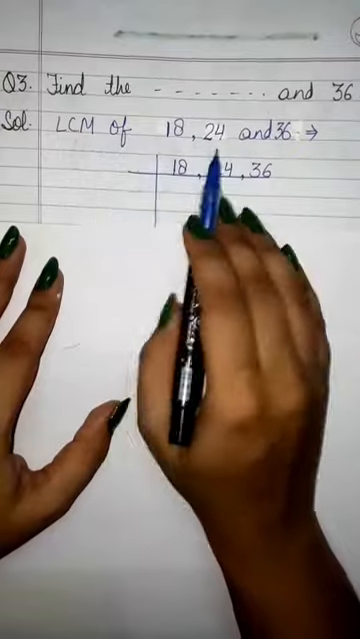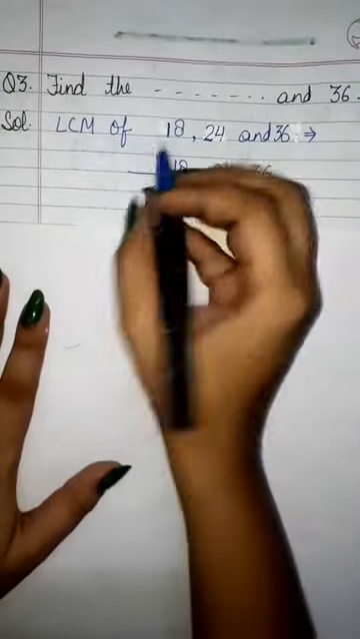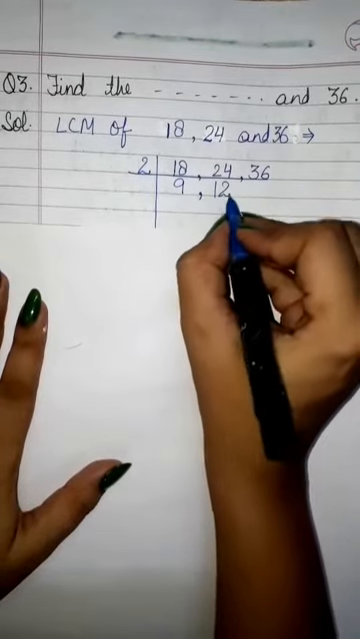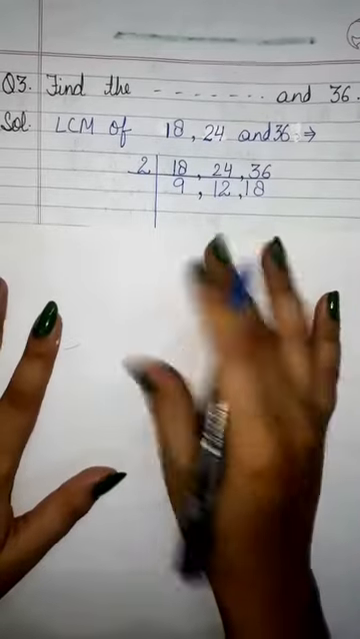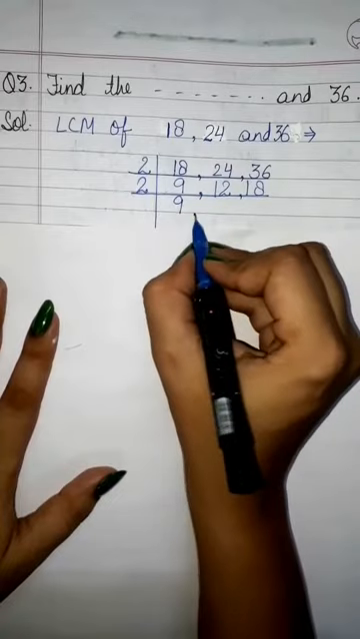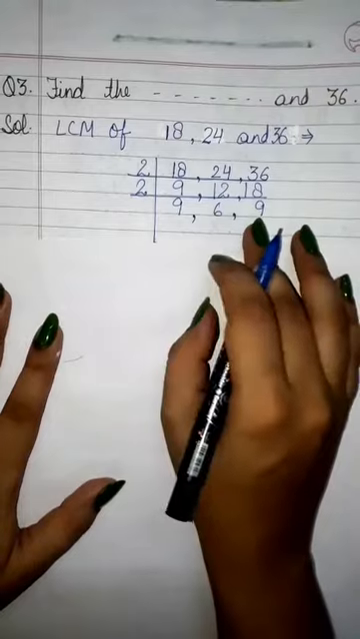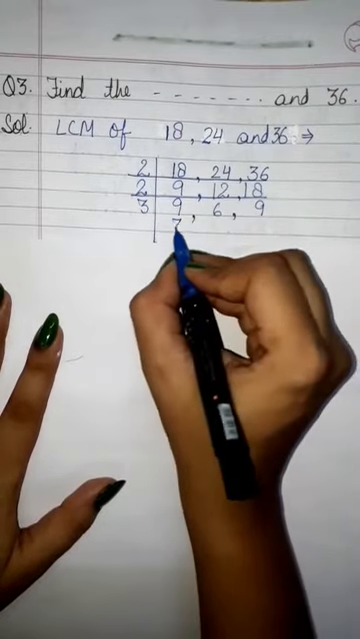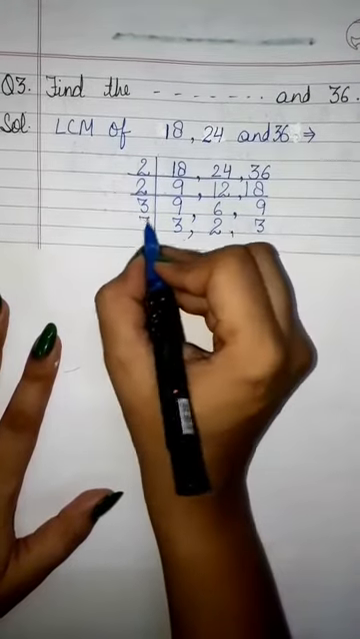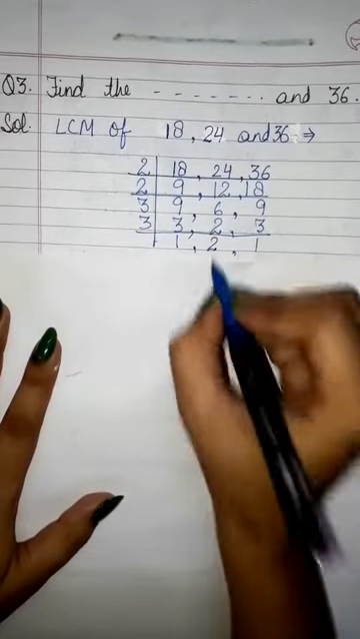Now see, you can find the LCM by any method. I am doing by simple division method. 2 9s are 18, 2 12s are 24 and 2 18s are 36. Again we can divide by 2. This same we will copy down. 2 6s are 12 and 2 9s are 18. Now see, all can be divided by 3. 3 3s are 9, 3 2s are 6 and 3 3s are 9. Again by 3, 1 1 and in between same number 2.